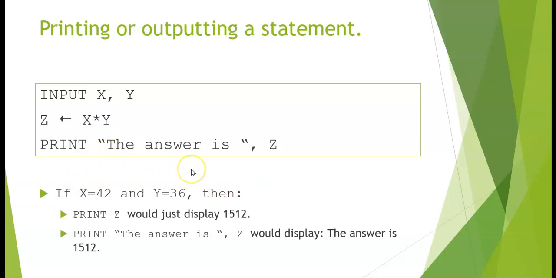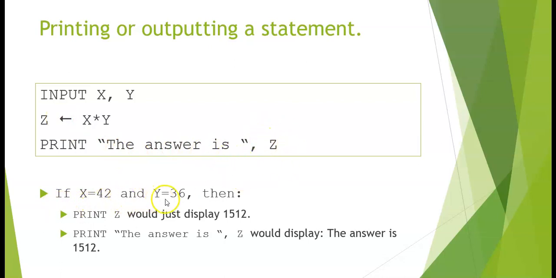But if you want to display a statement with the number, to give it some context, you can say "the answer is", and then this text will be displayed to the user. This comma is just going to connect these two values together, and it's going to display 20, for example, or whatever value Z is. So the user types in 2 for X and 10 for Y, Z will be 20, and what will be displayed back to the user is: the answer is 20.